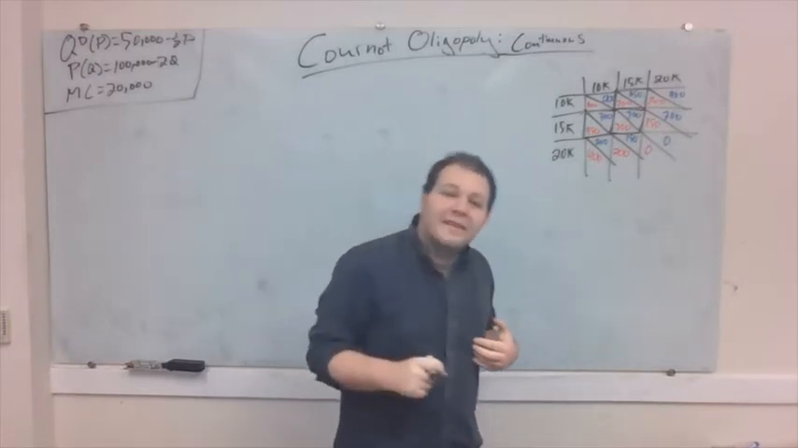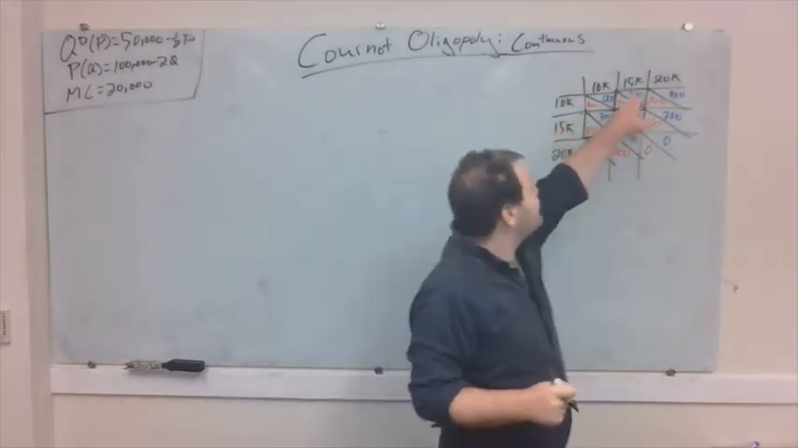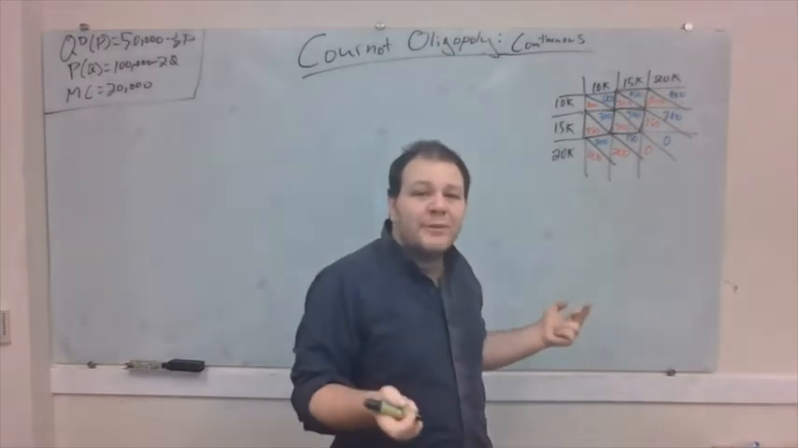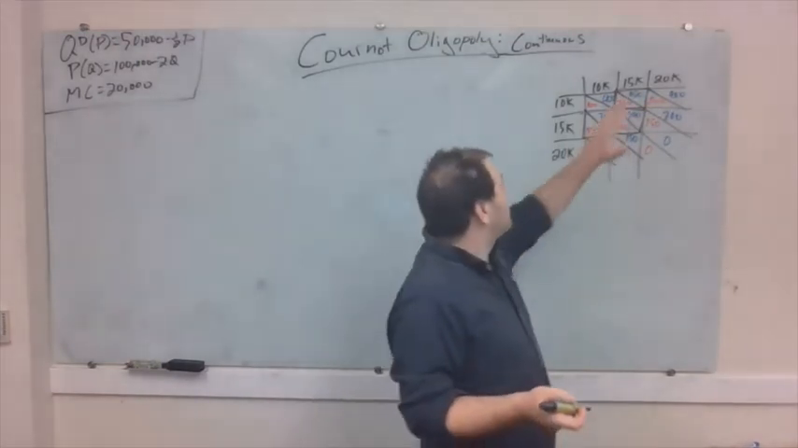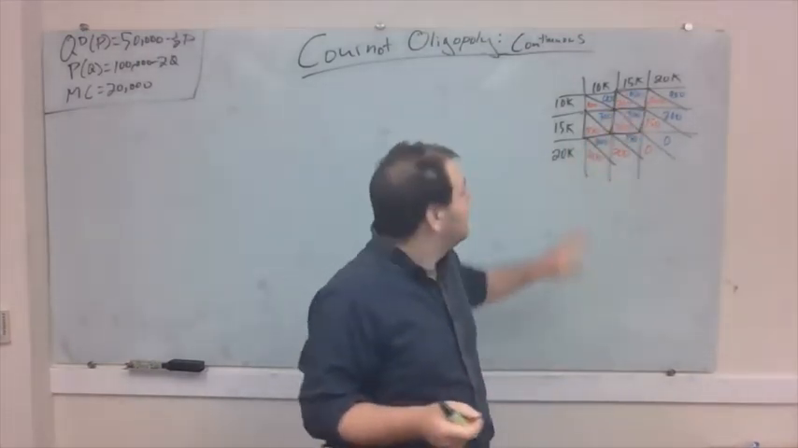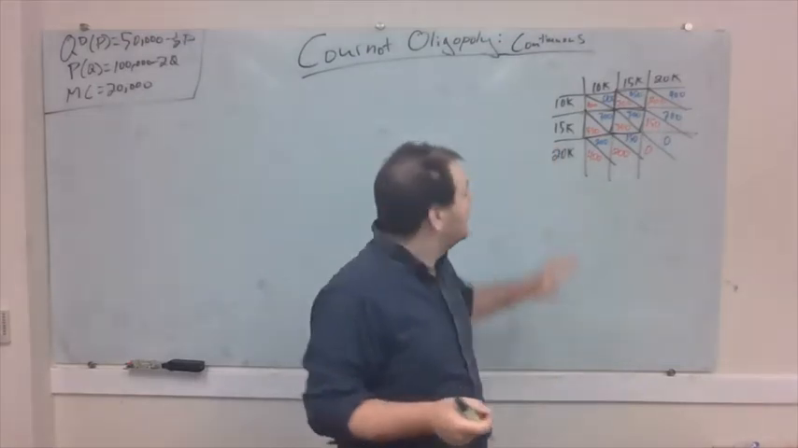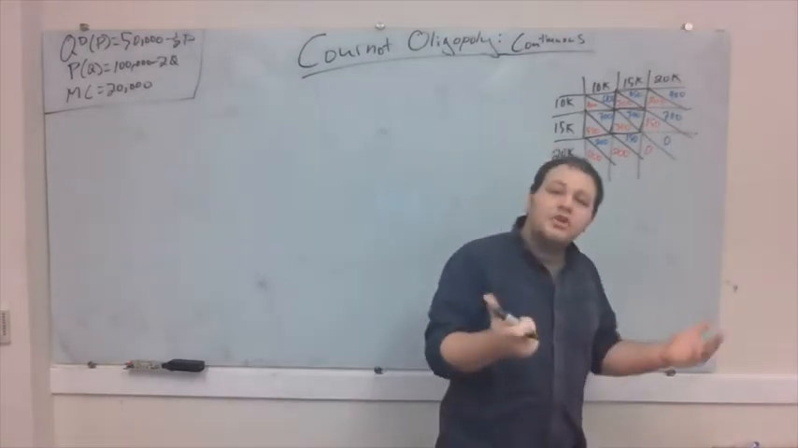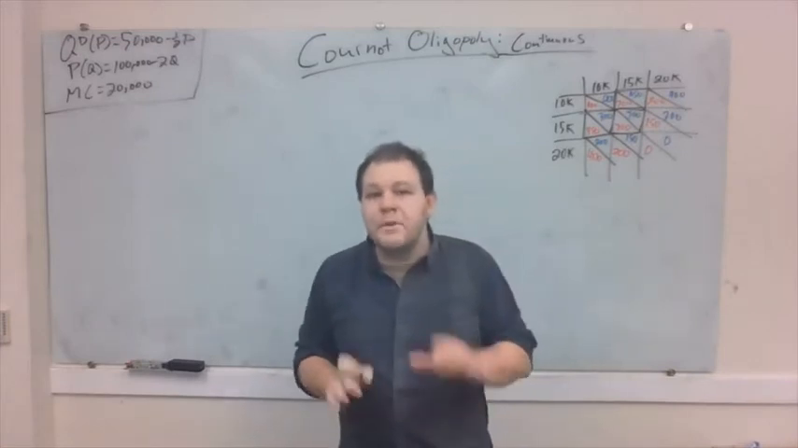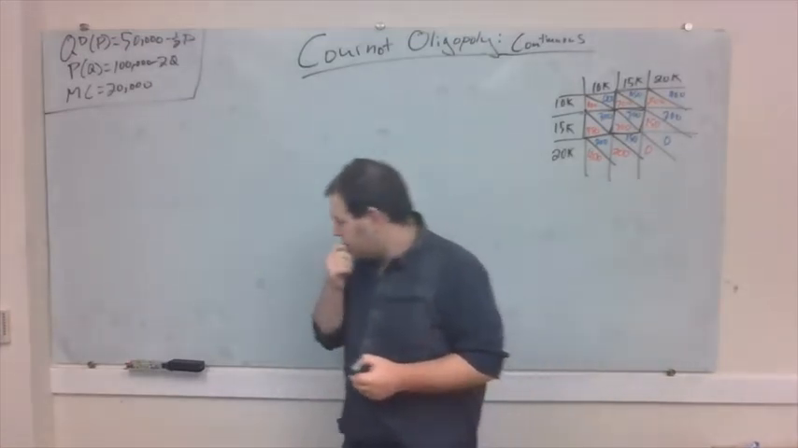In exactly the same way that we said that 15,000 and 15,000 is a Nash equilibrium, because when General Motors produces 15,000, Ford will want to produce 15,000, and when Ford produces 15,000, General Motors will want to produce 15,000, we're going to use that exact same logic.